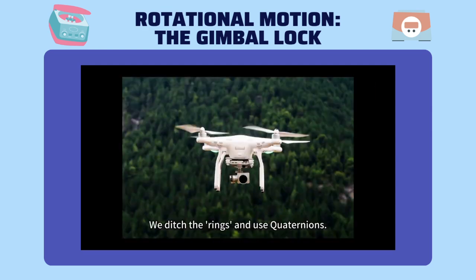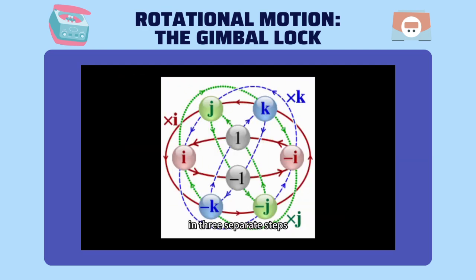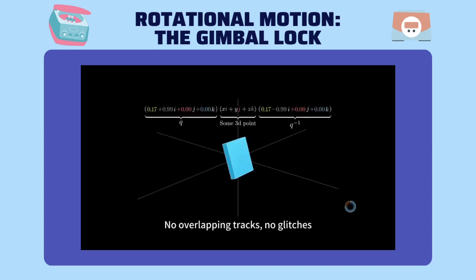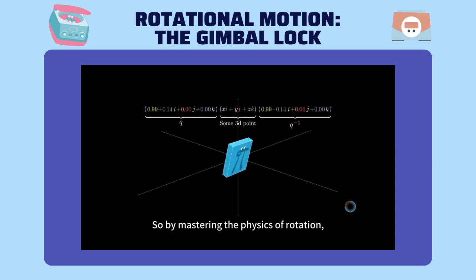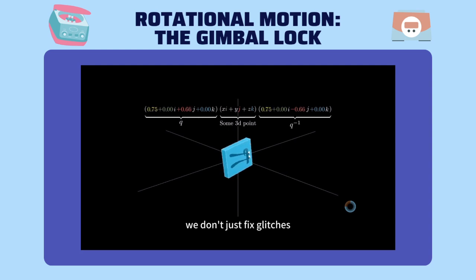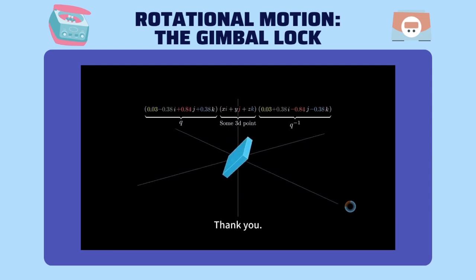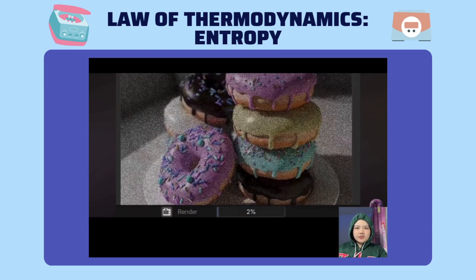So how do we fix it? We ditch the rings and use quaternions. Instead of calculating rotations in three separate steps that can overlap, quaternions look at the rotation as one smooth direct arc. No overlapping cracks, no glitches, just a perfect continuous motion in every frame. So by mastering the physics of rotation, we don't just fix glitches, we build the world. Understanding the math keeps the digital world moving. Thank you. Did you ever wonder why 3D renders look grainy or noisy before they become a masterpiece?